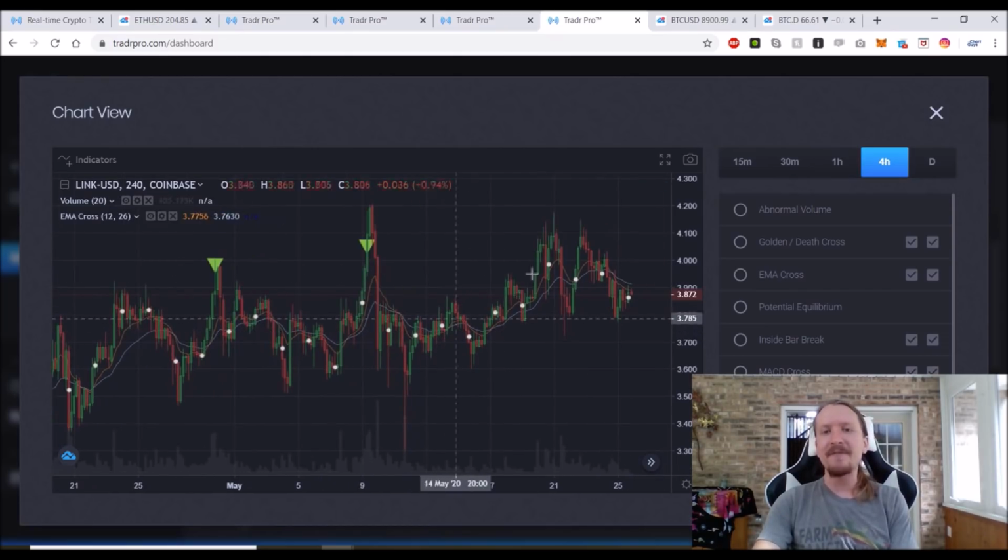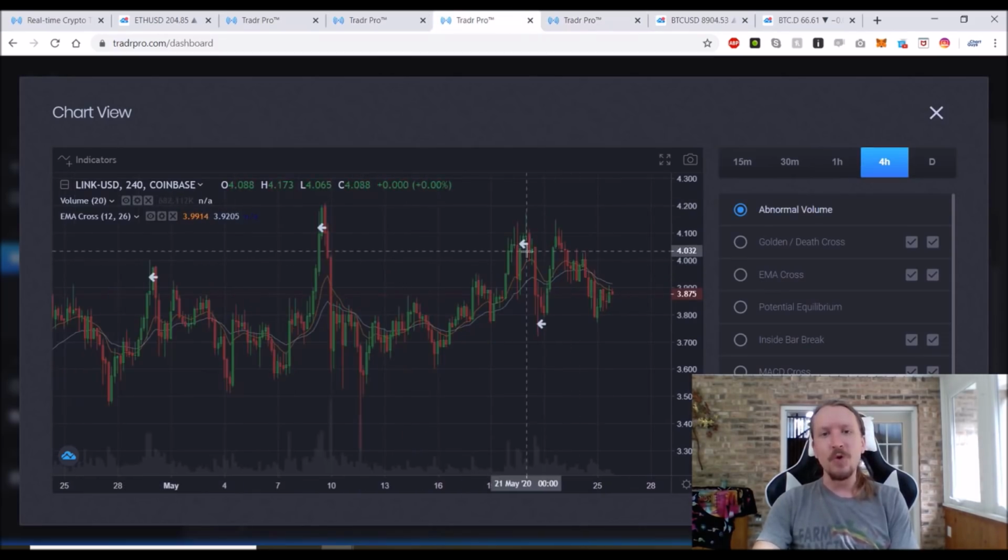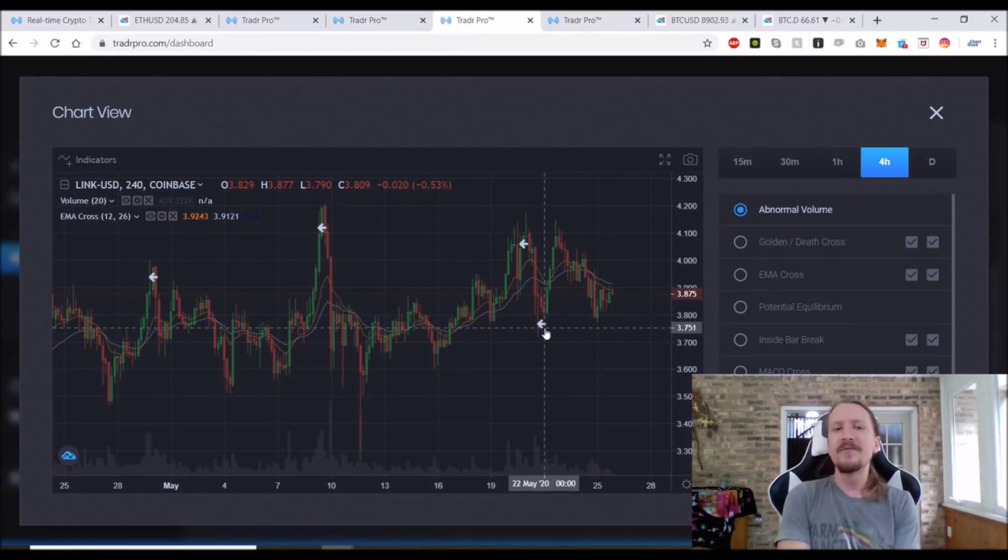But here we see we haven't had any super stacks fire since May 9th. The conditions have not aligned, but the abnormal volume has been firing. So a little bit less criteria needed for the abnormal volume to fire than we need for the super stack, which again is looking at multiple time frames and a lot of different conditions lining up, a bit more simple for the abnormal volume. So those are different ways to utilize the alerts in conjunction with each other.